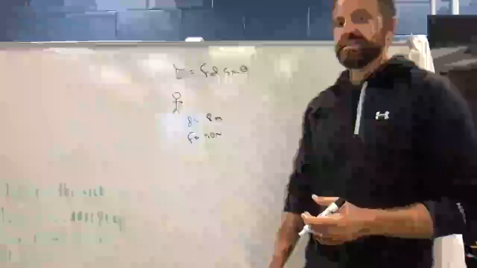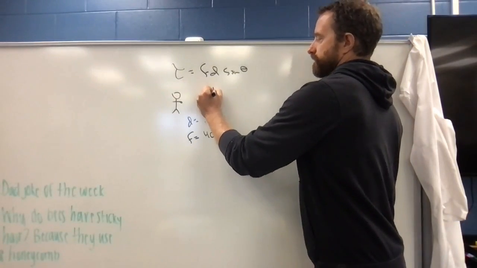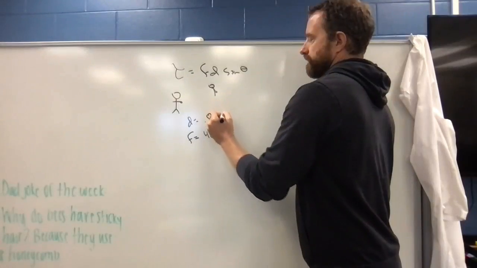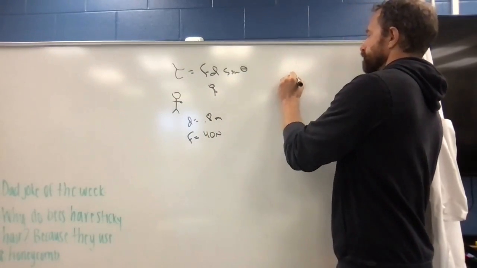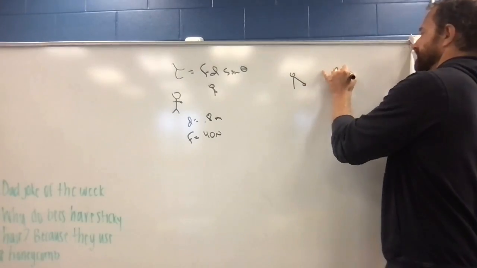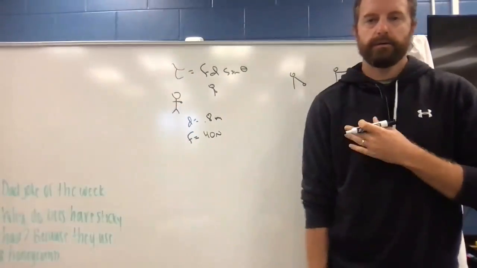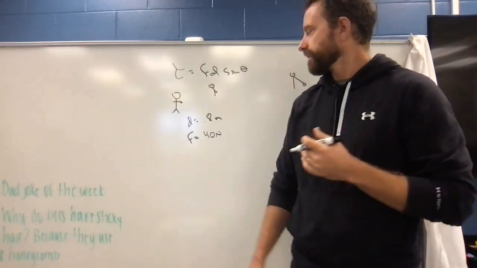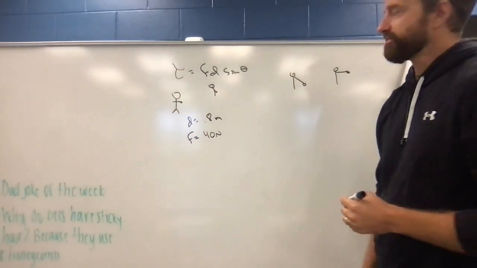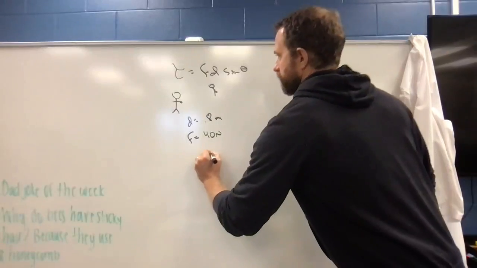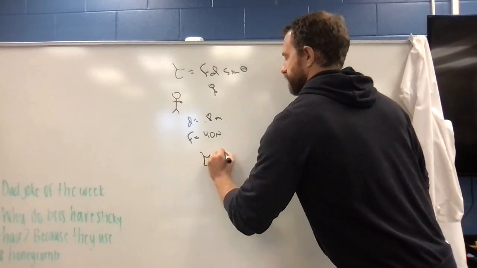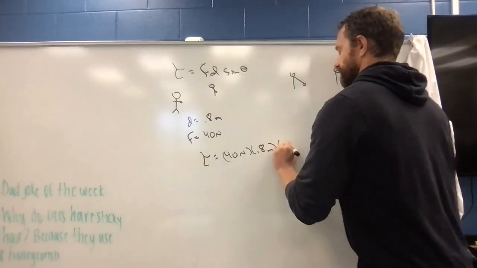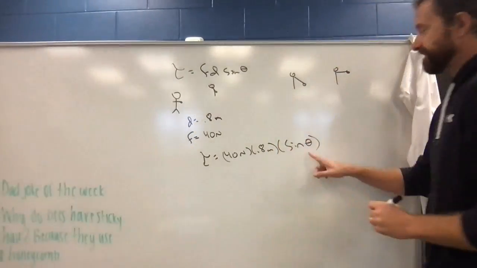And we want to know what it is when it's in three different positions: hanging straight down, at a 45, and at a 90. What's the torque on his arm when it's here, here, and here? So that's just going to be our torque equation three different times. So we do force, 40 newtons, times 0.8 meters, times sine of theta, the sine of the angle.